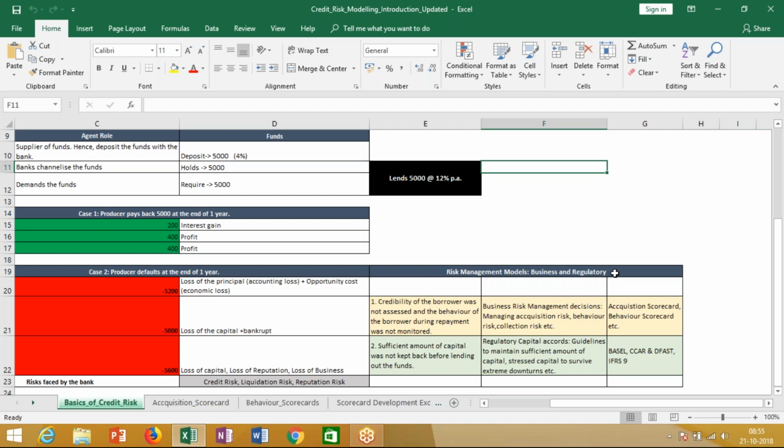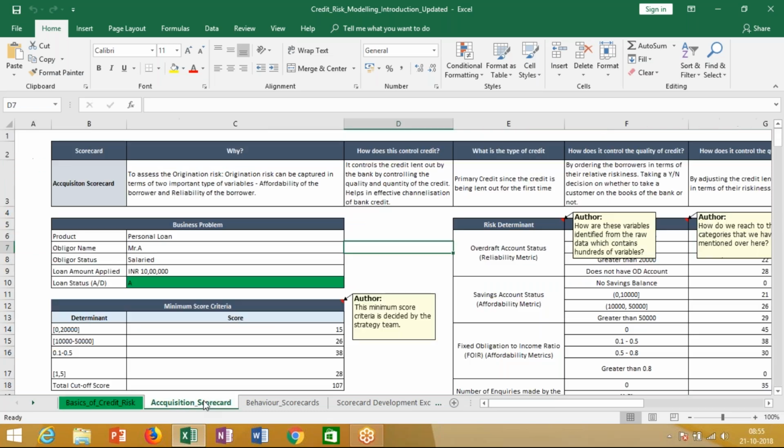And we start off with our understanding of scorecards. We start off with the understanding of our acquisition scorecards, behavior scorecards, etc., and Basel, CCAR, DFAST, and IFRS 9. Right. So first of all, we start with the scorecards. We'll see how scorecards are developed. What are the basic frameworks? What are the basic stages of developing the scorecards? How do we validate them and everything? And post that, we'll look into how these regulatory models get developed.